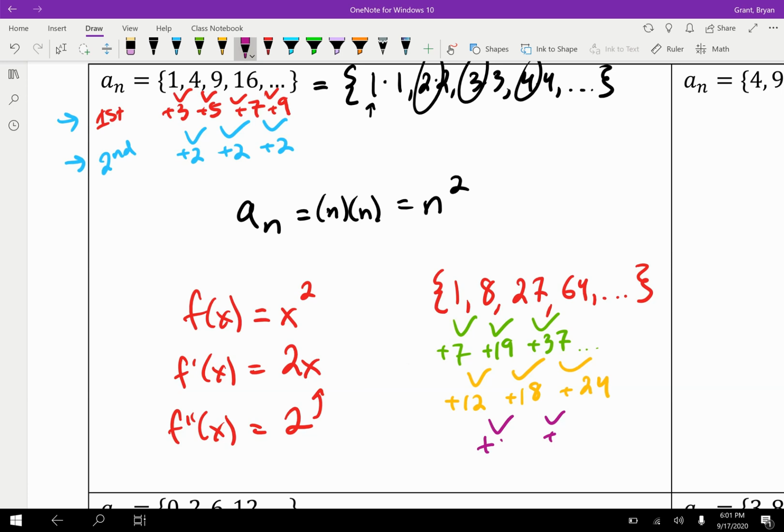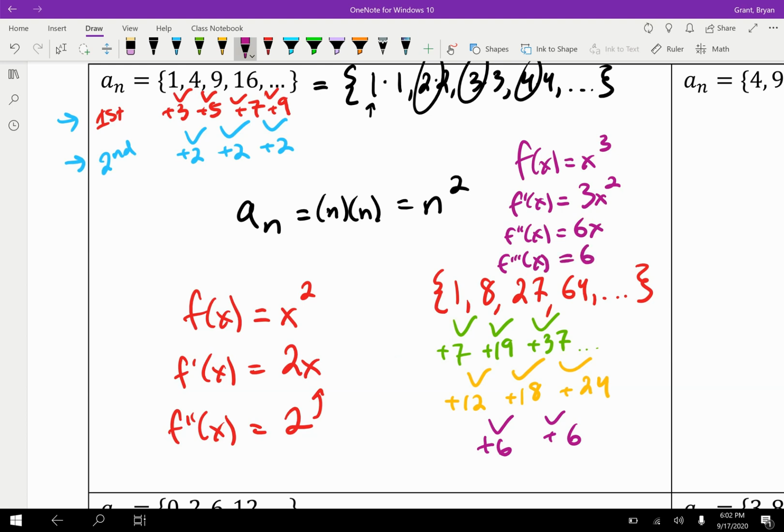And the reason that I knew it went up by 6 is I was envisioning f of x equals x cubed and just doing some quick derivatives, right? This becomes 3x squared, nothing constant. Second derivative is 6x, nothing constant. Third derivative, though, is 6. So that means we had to have been changing by 6 every time. Whew, that was a lot of explanation.